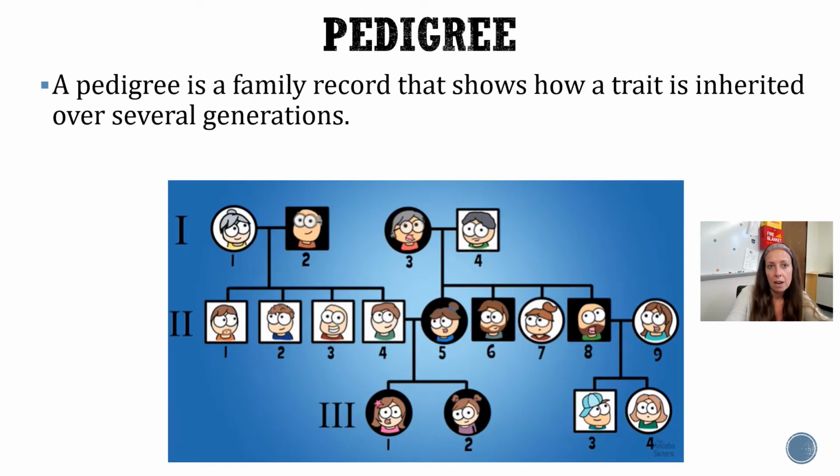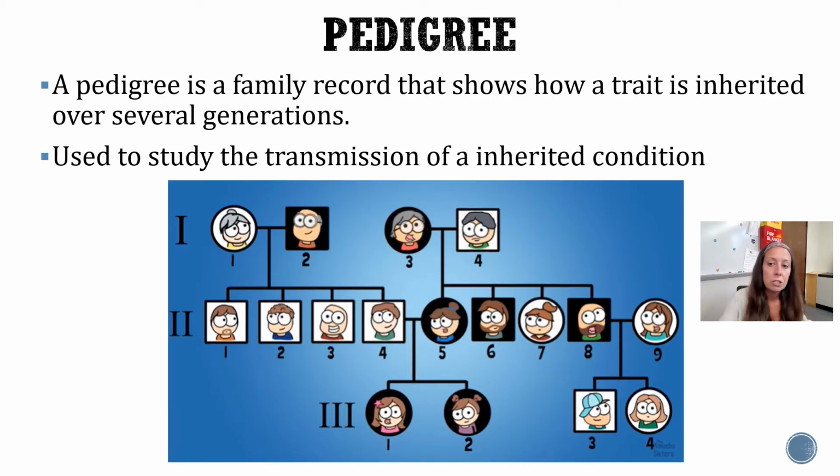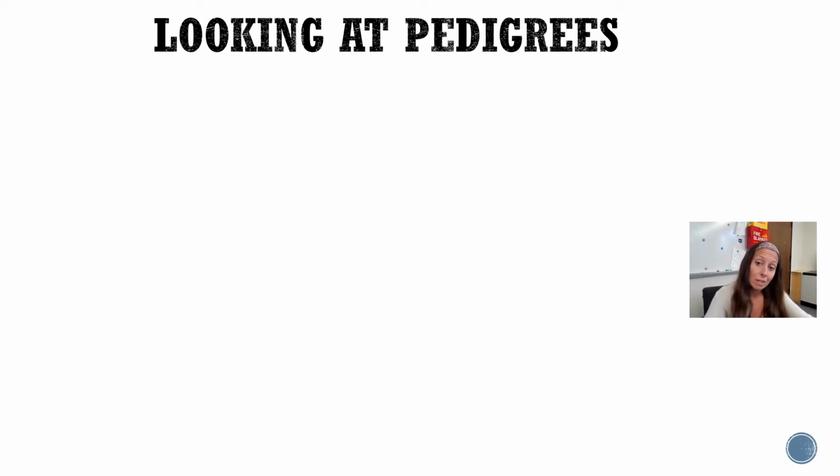Next is pedigrees. So pedigrees are a family record, or a way to show how a trait travels through a family. It's used to study the transmission of specific conditions. So next we're going to look at pedigrees a little more closely.